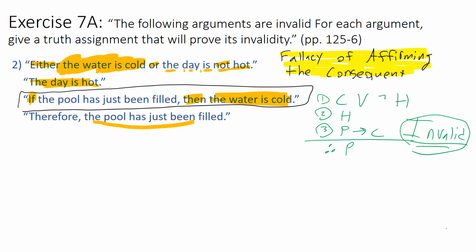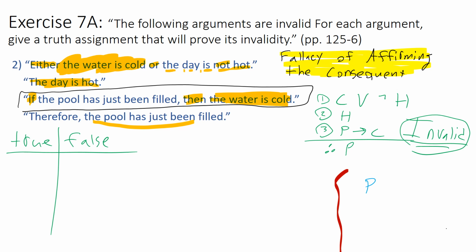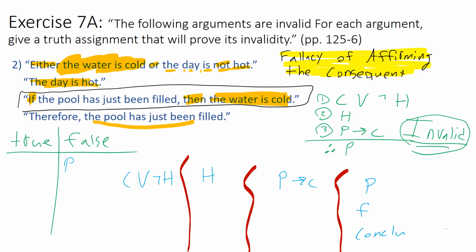So let's do a truth assignment. So we have true, we have false. We have the conclusion. Just pick another color, why not? All right, so we have the conclusion P. We have the premise if P then C. We have the premise H. And the premise C or not H. We'll of course say that P is false. So then we get a false conclusion with that truth assignment.